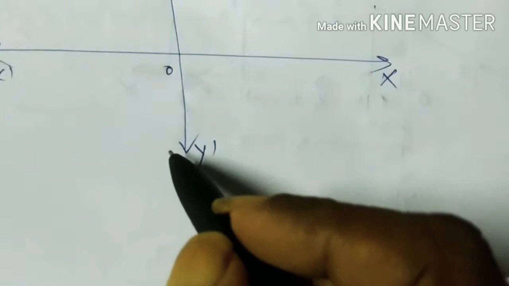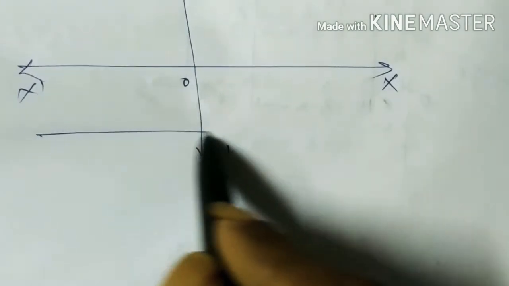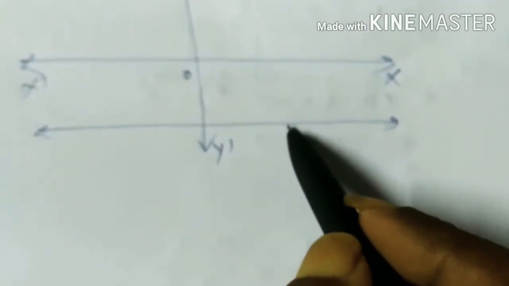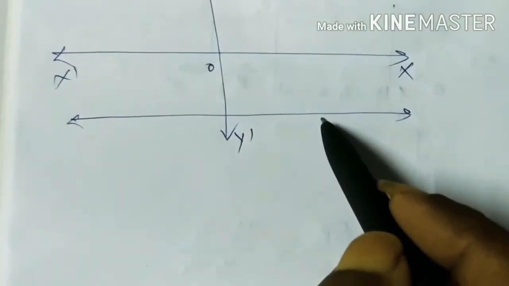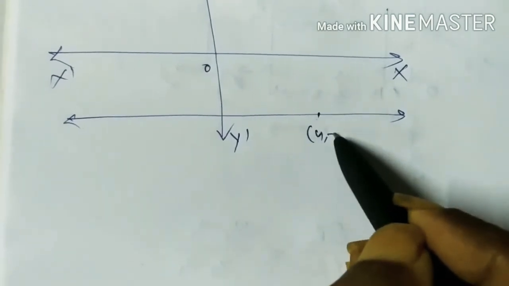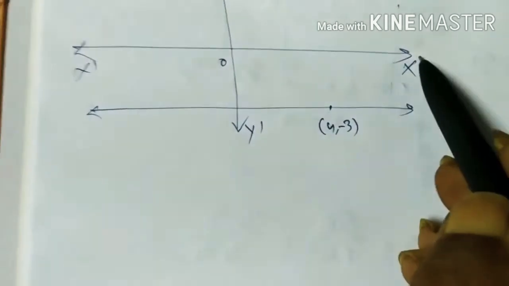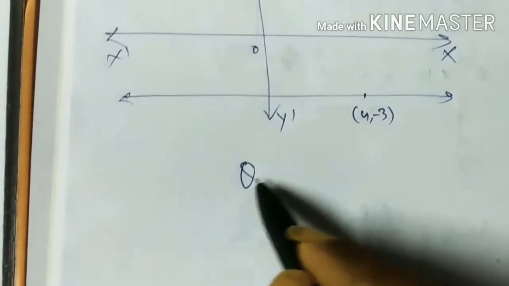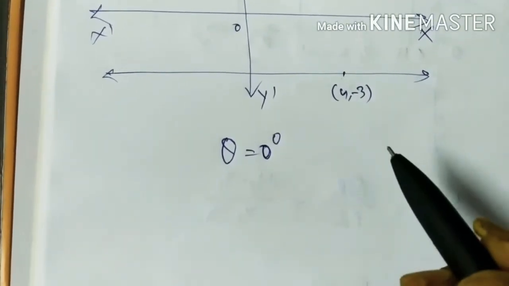A line is given which is passing through this point, 4 comma minus 3. So let the point be here, 4 comma minus 3. This line is parallel to x-axis. When this line is parallel to x-axis, your theta is equal to 0. That is, angle of inclination is 0 degree.